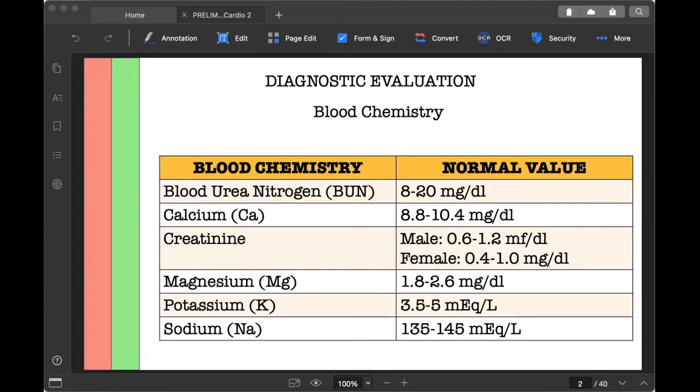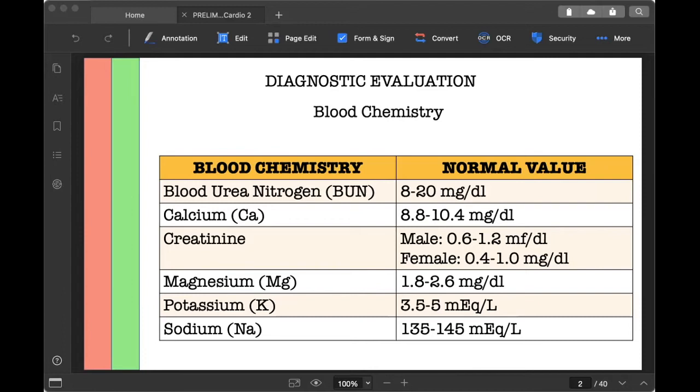Okay, the next one is your potassium, which is 3.5 to 5 mEq per liter. It plays a vital role in your electrophysiologic function. Hypokalemia can lead to arrhythmias, and hyperkalemia can lead to heart block as well as asystole.